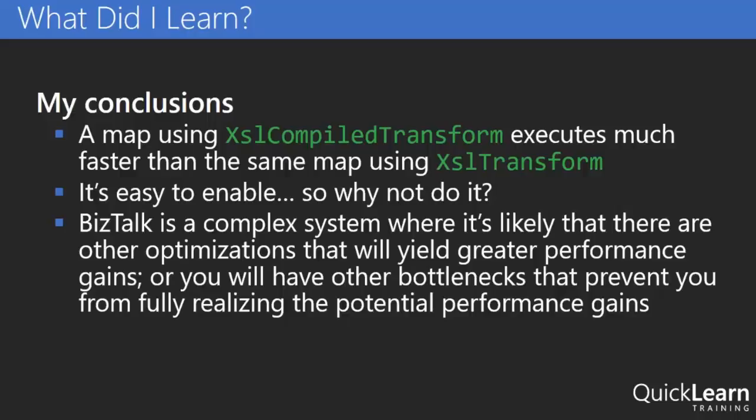And what this really ends up proving is that while the compiled transform is technically a performance gain, the likelihood that you have other bottlenecks and other issues that negate any performance gains you might get from flipping that one property from false to true, or true to false, I misremember now, is pretty high.